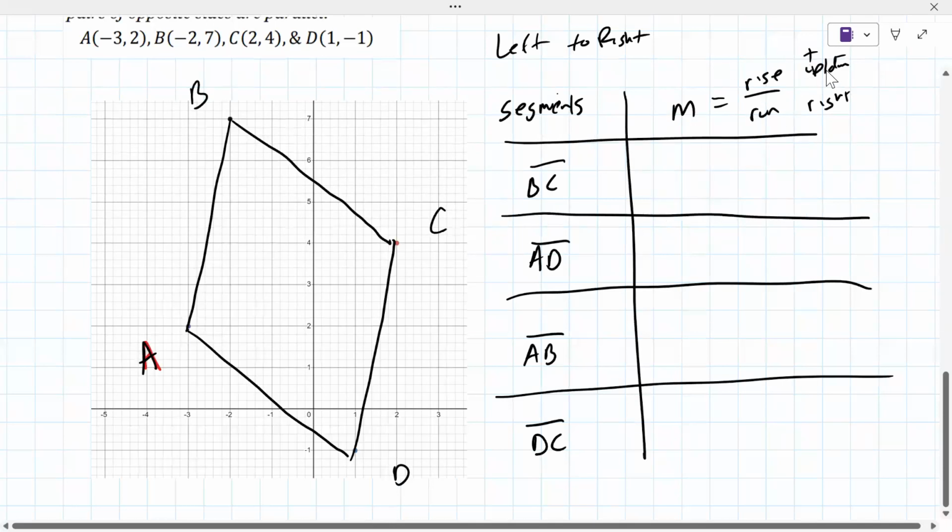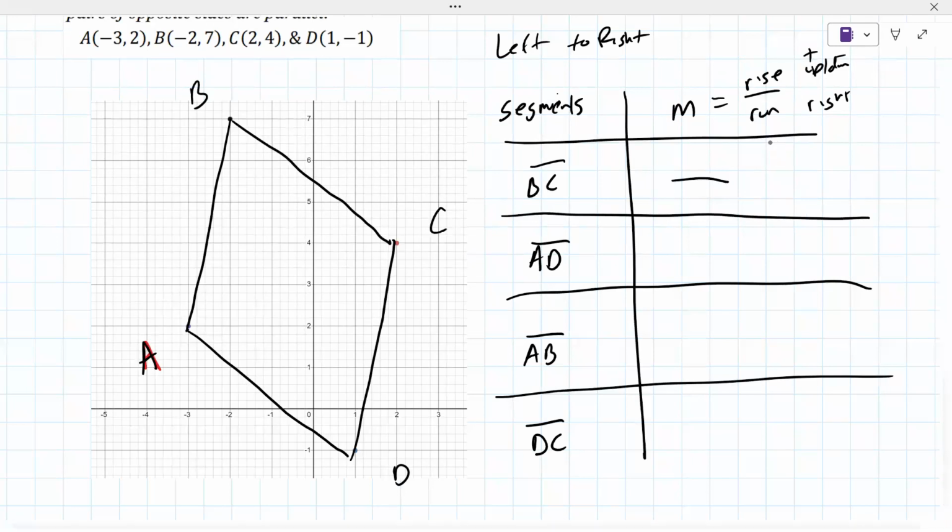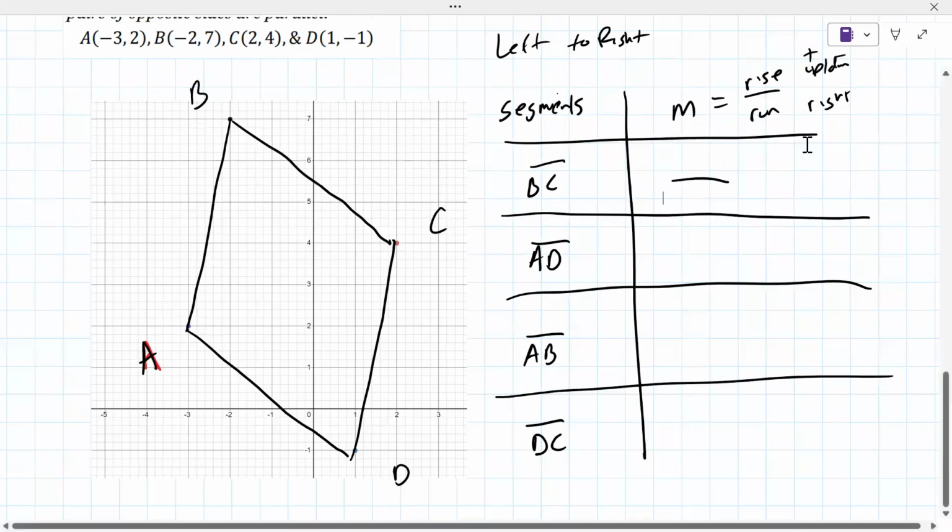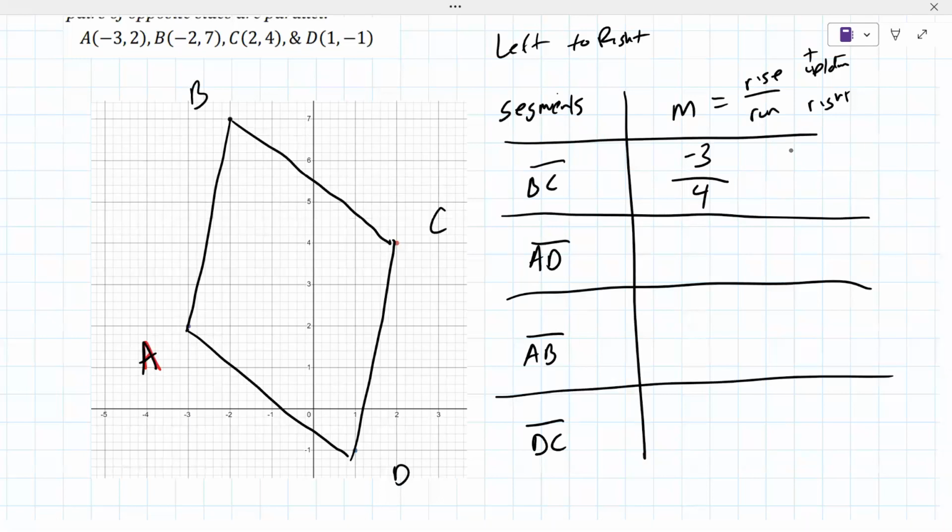It is, but I need the right numerical value in this. -3 and 4? Yes, -3 over 4. Okay. Anything else you say isn't really correct, so that's why I'm being so particular here. Okay, how about from A to D?